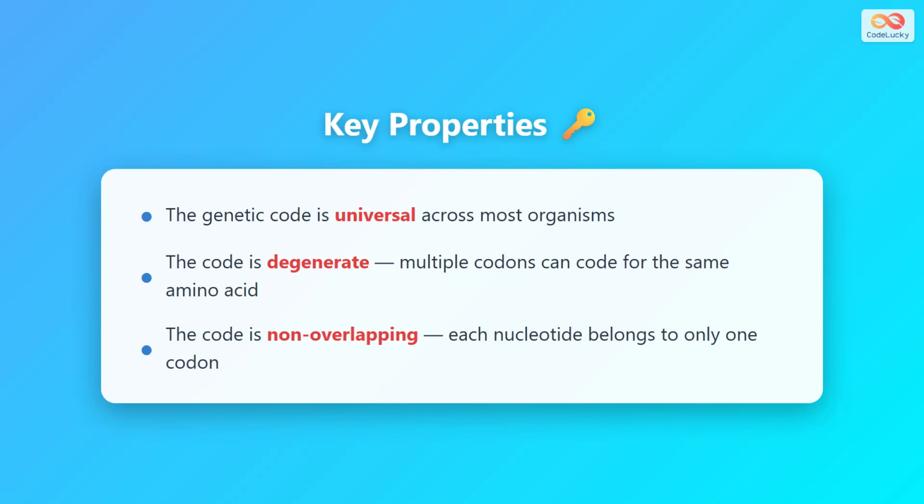The genetic code has 3 important properties. First, it is universal, meaning almost all organisms use the same code, from bacteria to humans. Second, the code is degenerate, which means multiple codons can code for the same amino acid. This provides a buffer against mutations. Third, the code is non-overlapping, meaning each nucleotide belongs to only 1 codon. The reading frame moves 3 bases at a time without skipping or sharing nucleotides between codons.